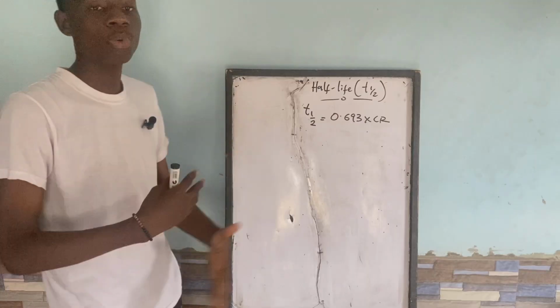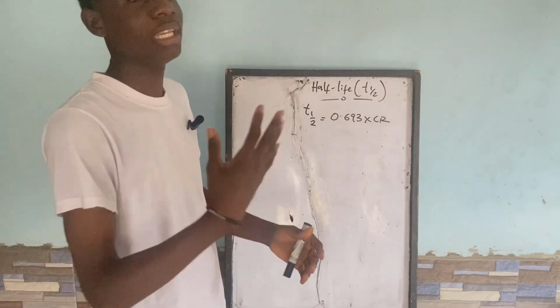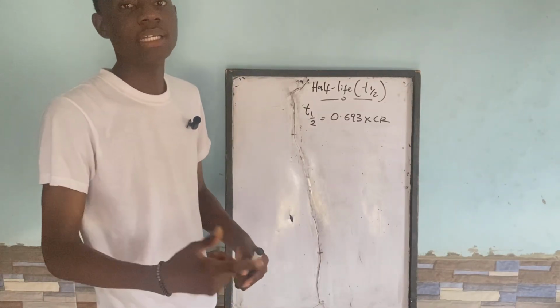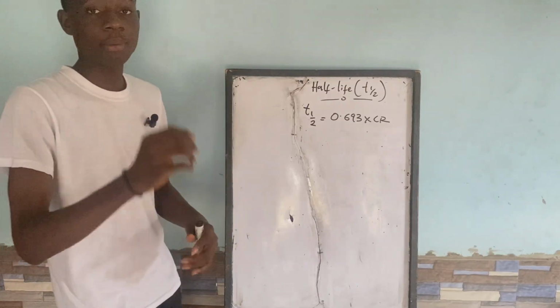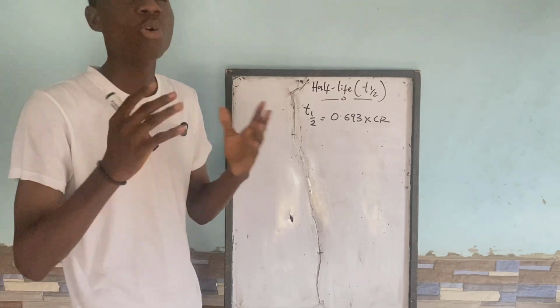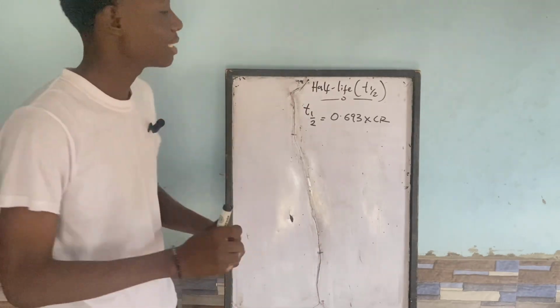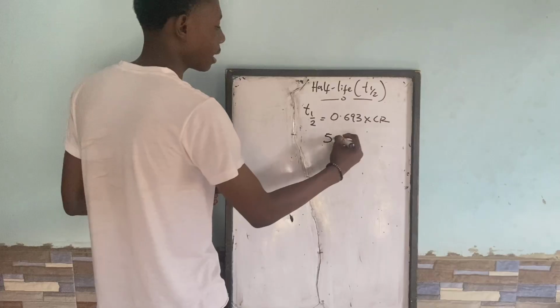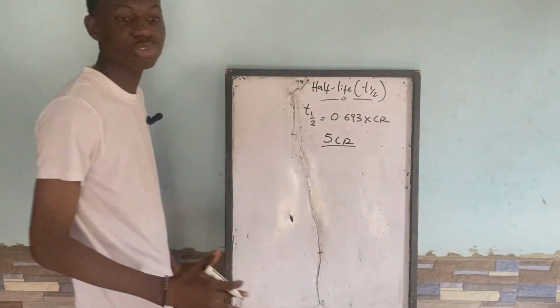And there's also a very common question they ask, whereby they ask how many time constants are required to completely charge the capacitor. Yes. So the answer is actually 5 time constants, 5 CR. How do we attain that value?